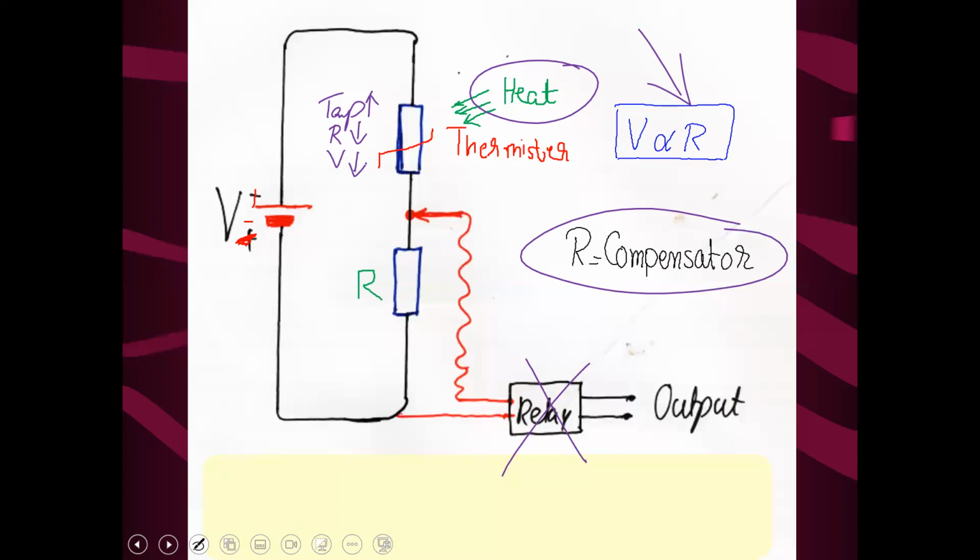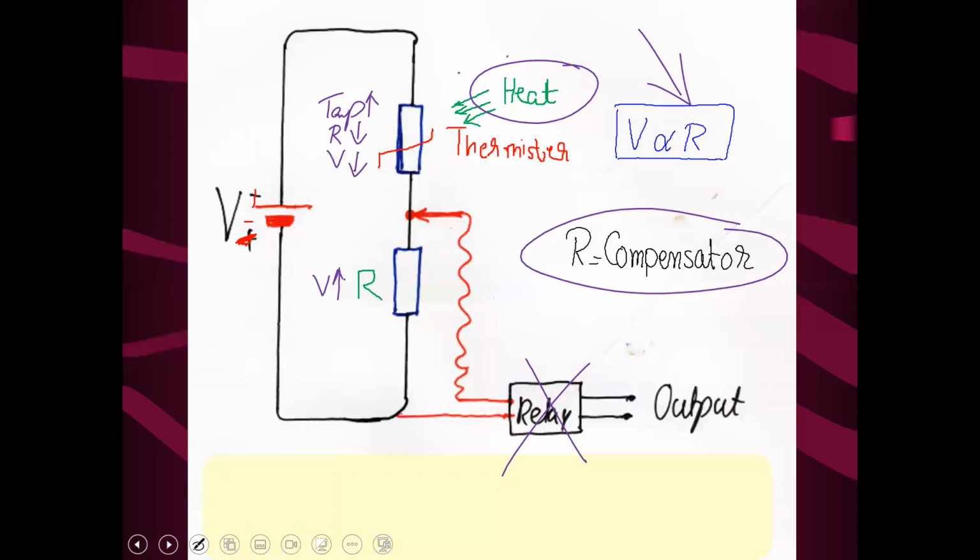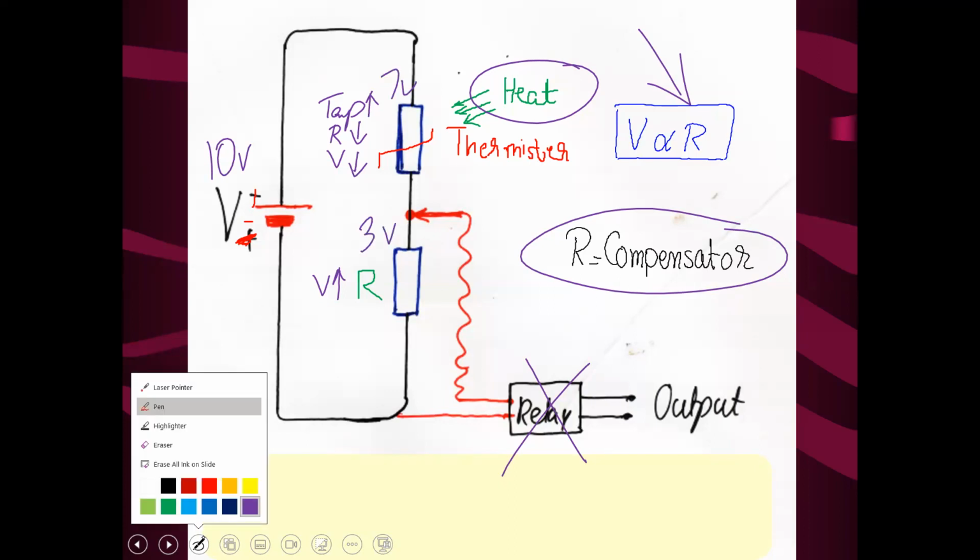As a compensator, voltage across this capital R will increase because it is in series. Suppose that the circuit has 10 volt, and if the thermistor is 7 volt, the resistor must take 3 volt because the total has to be 10.